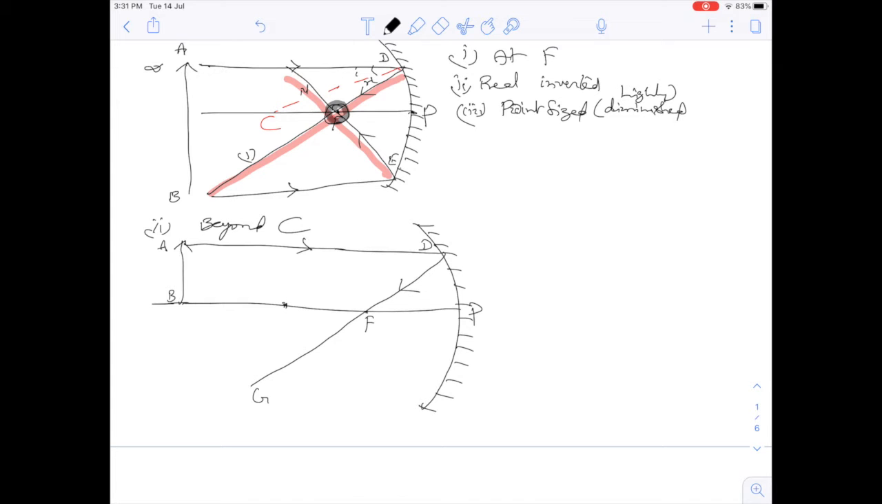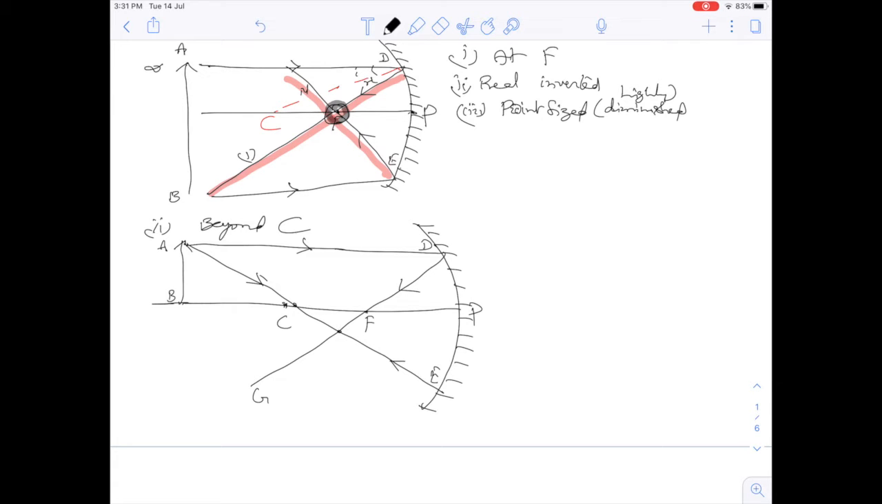Now let's say this is C, the center of curvature. So another light passing through C. Any light ray passing through the center of curvature will be normally incident on the concave mirror. Therefore, it will be reflected back. So it is incident and it gets reflected back.